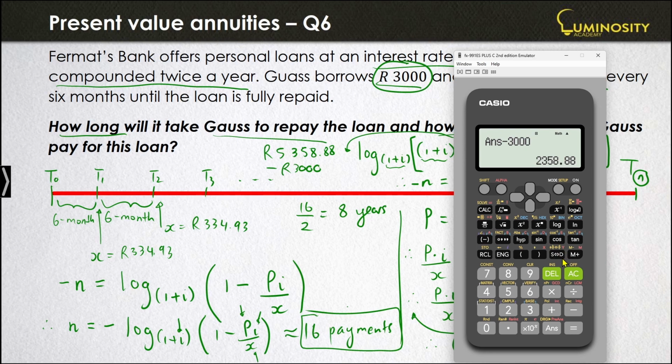Okay, so the important part was just identifying the correct time period. It's every 6 months. So in every 1 year, there are 2 6-month payments that are being made, and you're doing 16 of these in total. So it's going to take 8 years to pay off this loan.